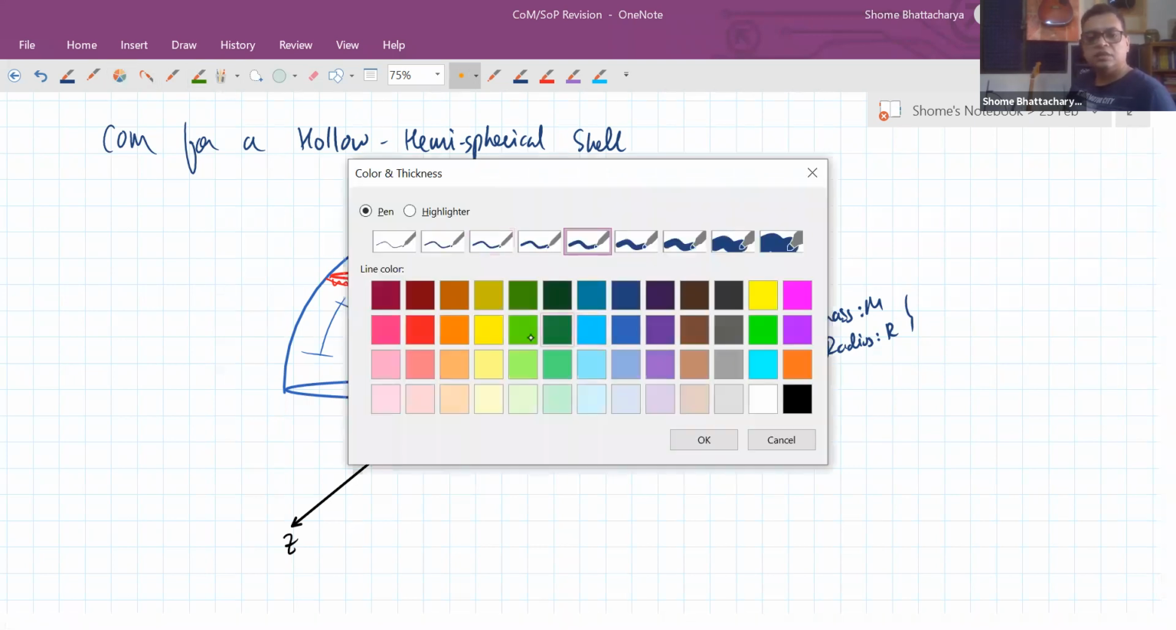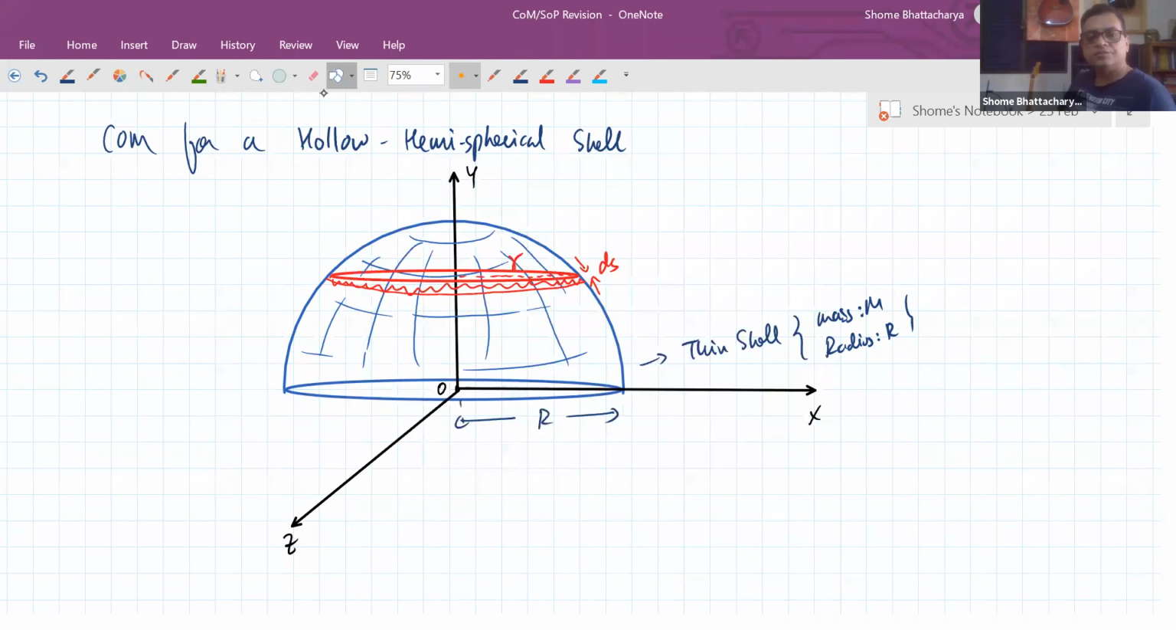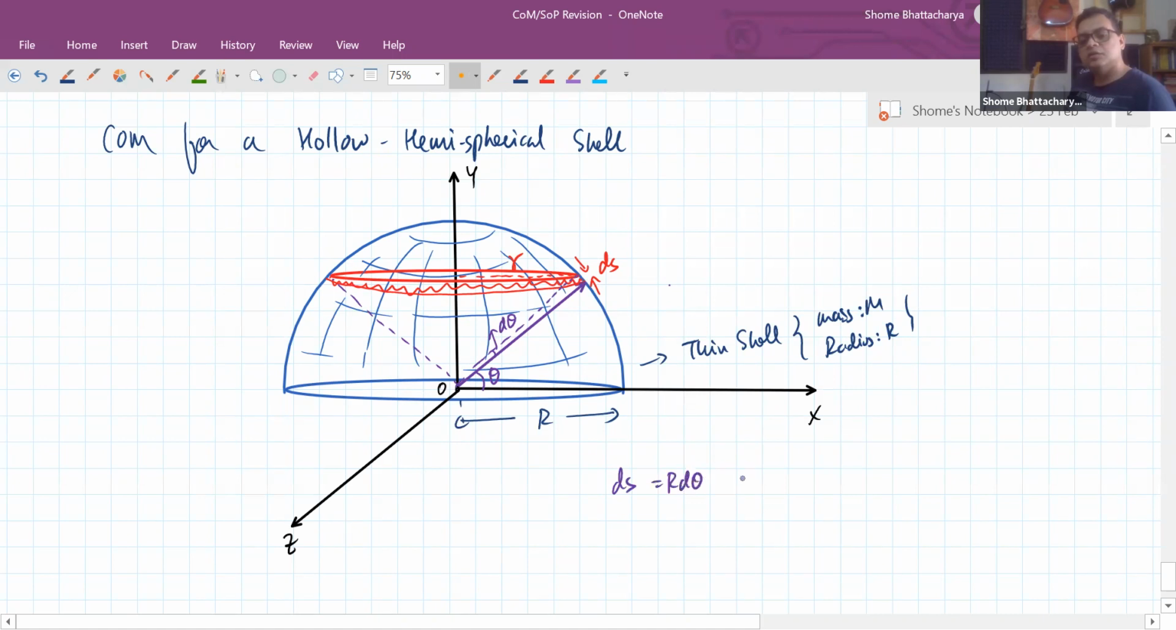So if we've taken our differential ring at an angular position theta like this, then we can see that thickness of the ring dr will subtend a small angle d theta. So the thickness will become r d theta.